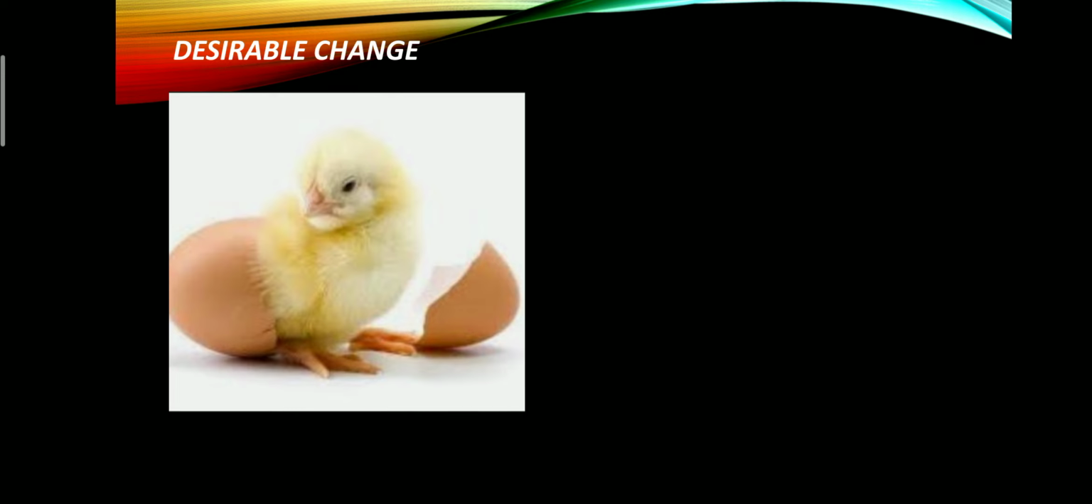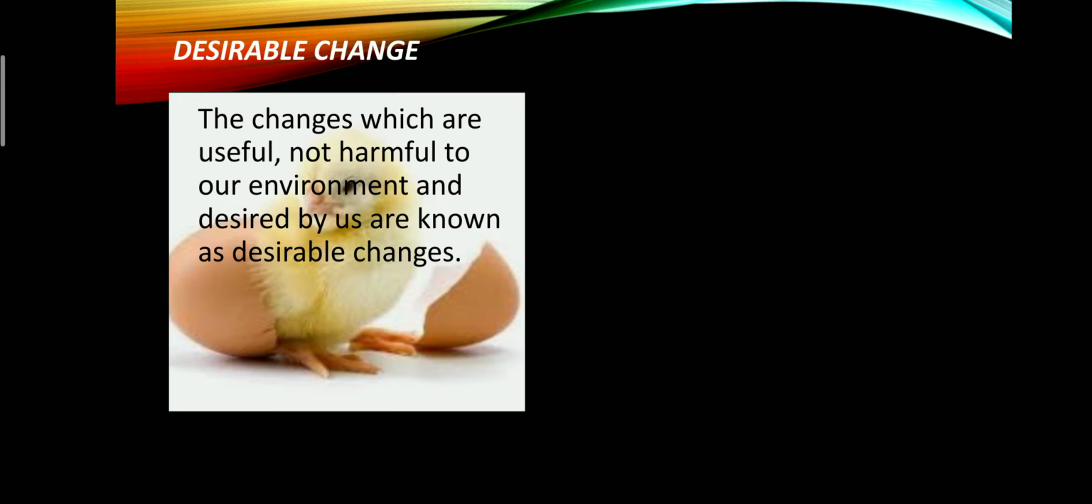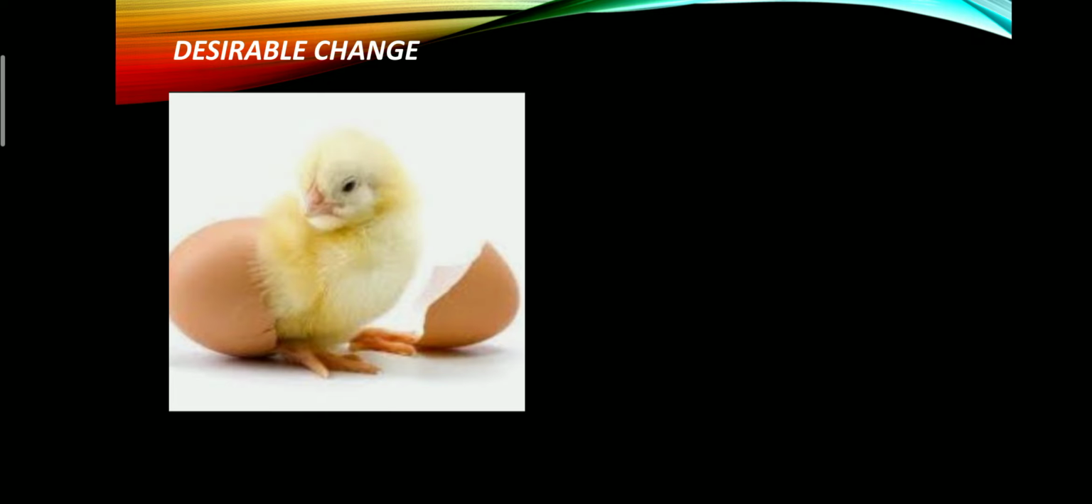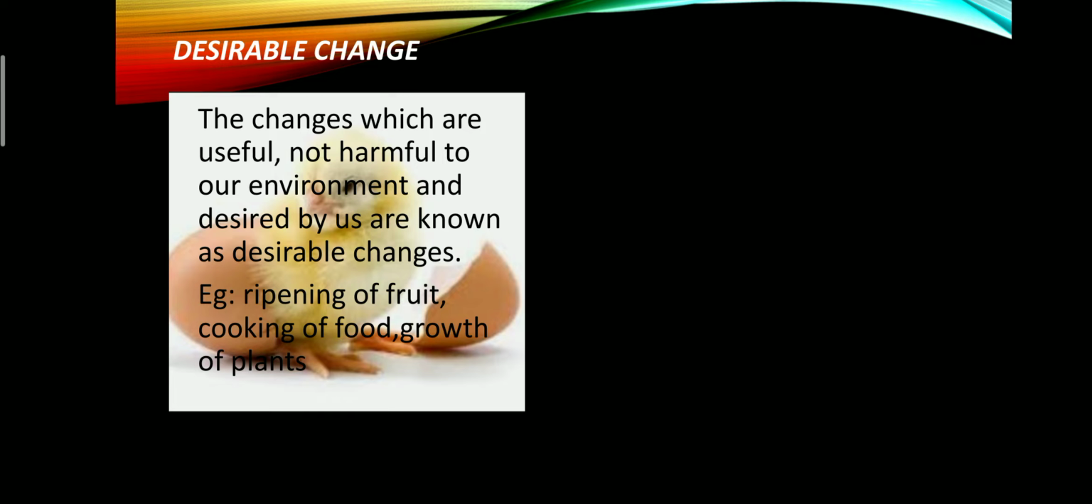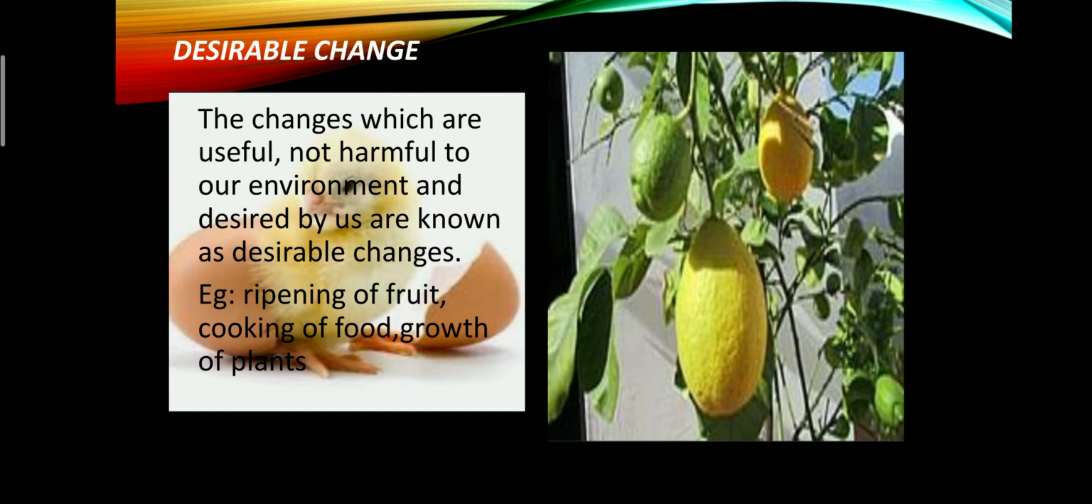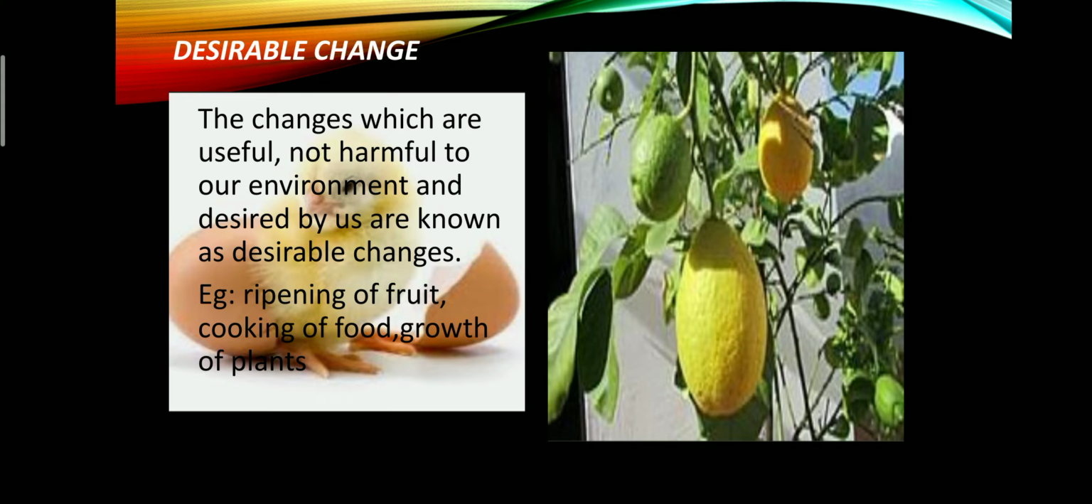So next is your desirable change. The changes which are useful or which are not harmful to us, we'll call that a desirable change. So for example, hatching of egg. That is a useful one and that is not harmful to our environment. So that is a desirable change. And ripening of fruit, cooking of food, growth of human. All those things come under your desirable change.